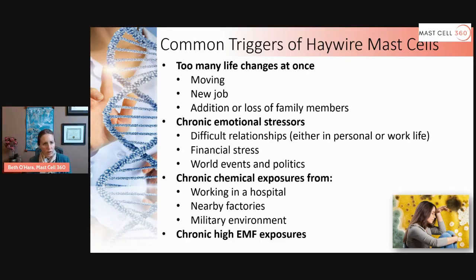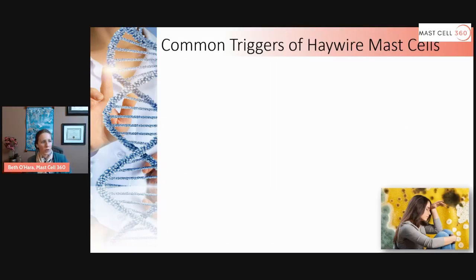And we'll talk about more of these other triggers as we go along in our Facebook Lives. And then chronic EMF exposure. So this is being near a router. This is having a lot of Wi-Fi devices in your house. I've got everything. I work on hardwired, which really helps me quite a bit. Being near high-powered power lines, I try to stay away from those, things like that.